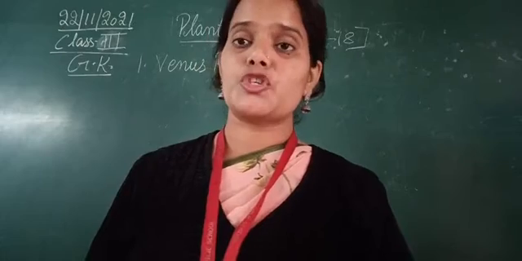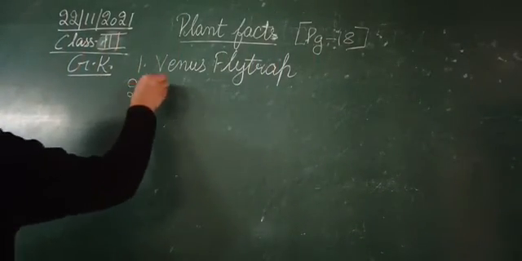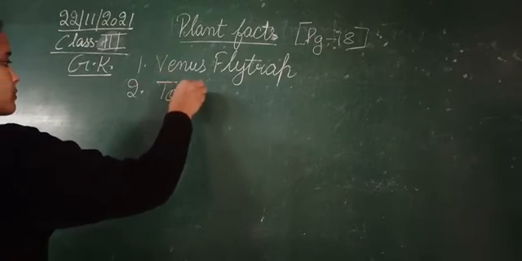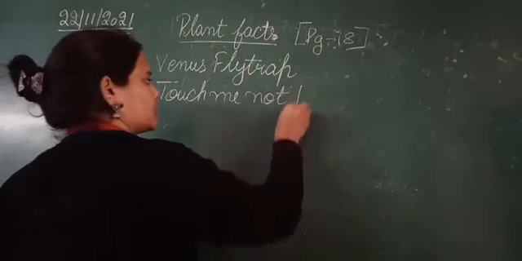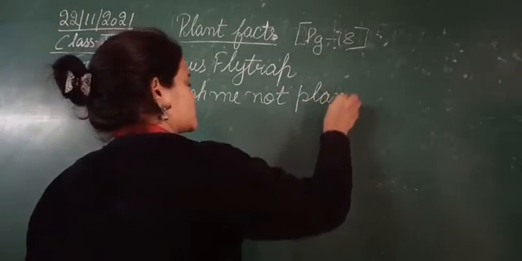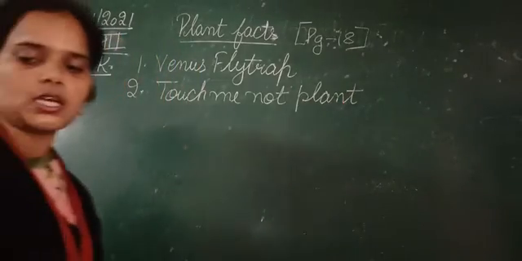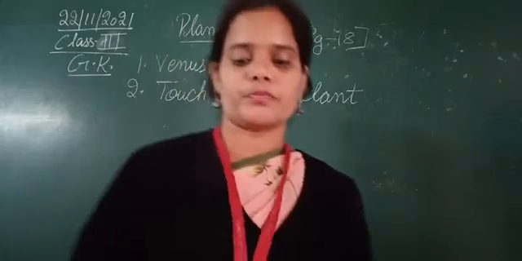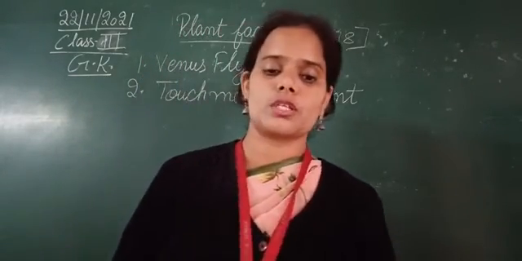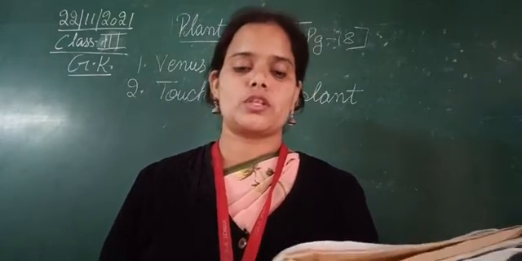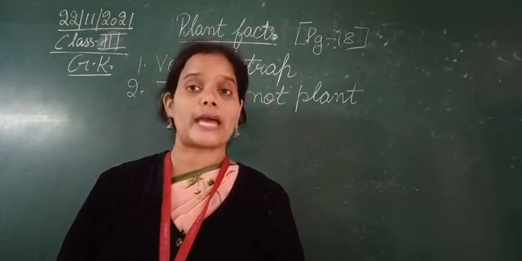Next is the touch me not plant. So the second plant we'll talk about is the touch me not plant. Now what are the features of this plant? The touch me not plant has various sensitive soft green leaflets. Its leaves close in response to touching, warming, blowing and shaking.